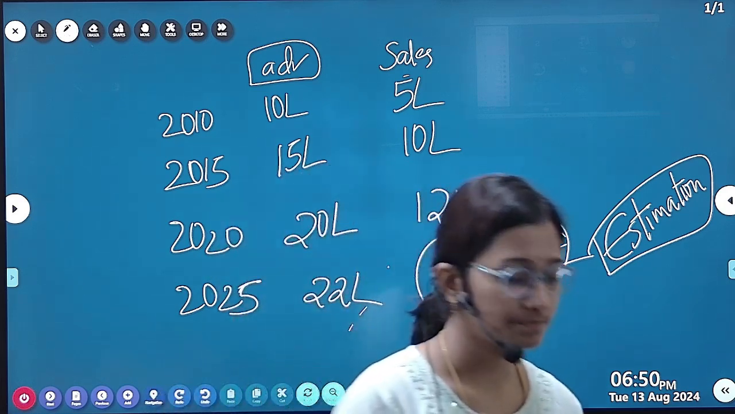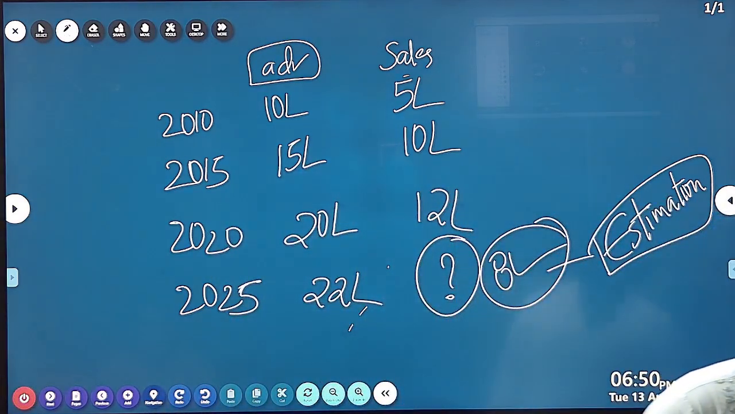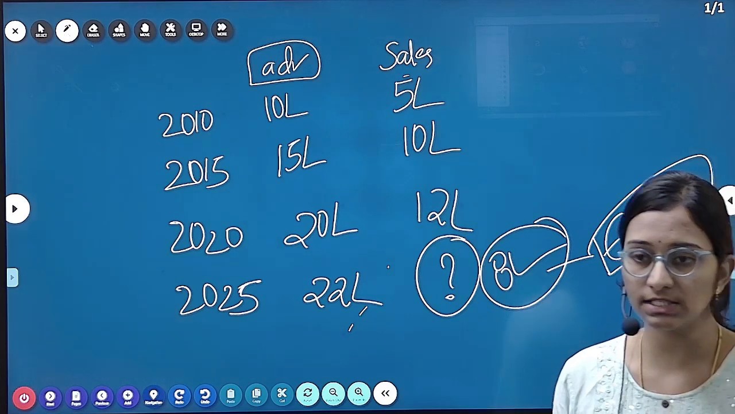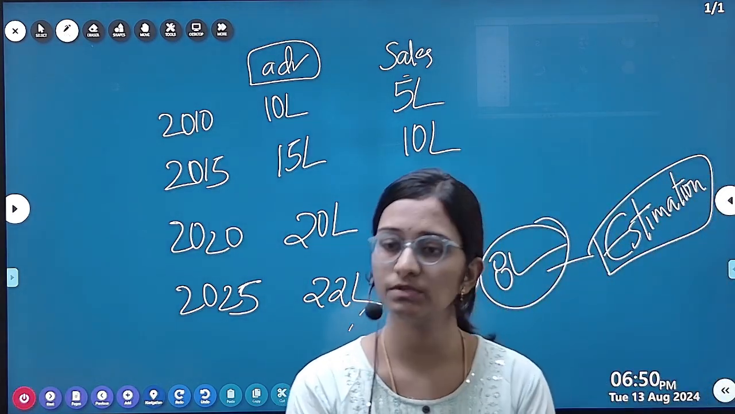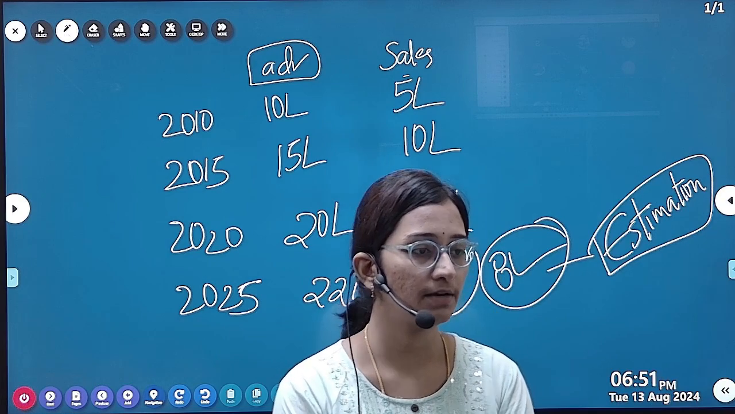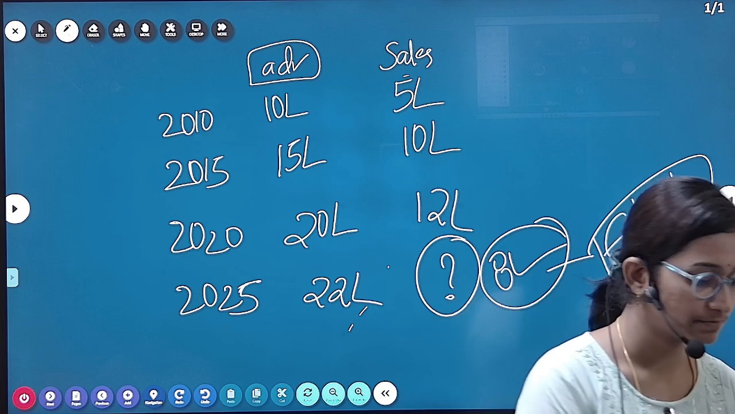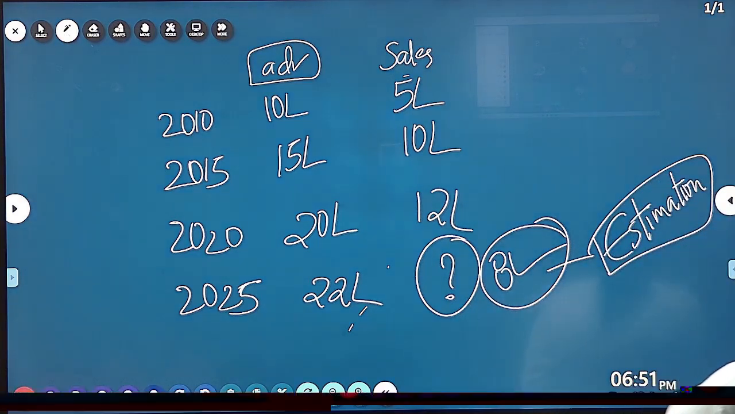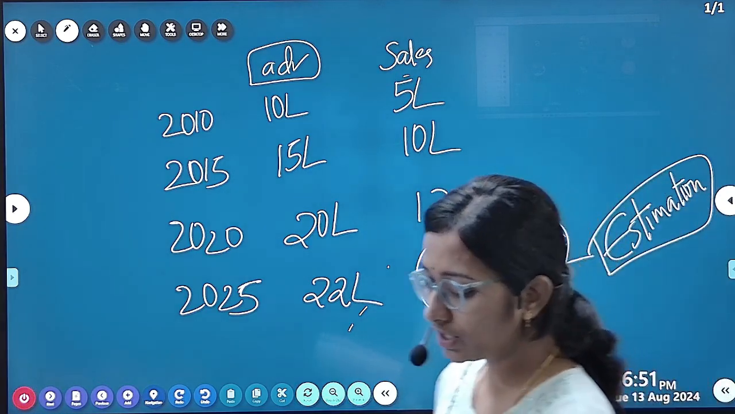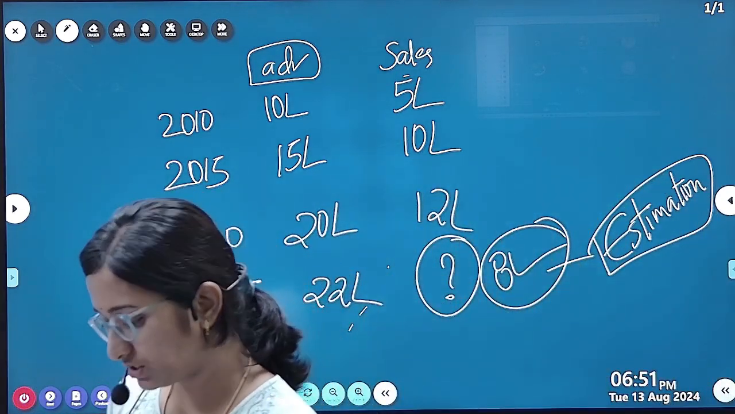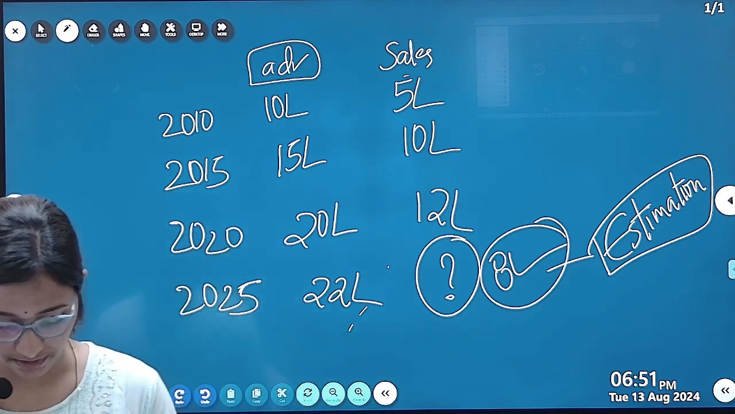Okay, next. So the range of period for forecasting may be long term, short term and medium term. Okay, three types of period will be there. Range of period may be long, short and medium. This is simple, you can go through.